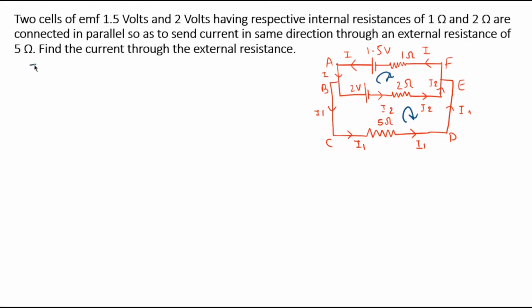So essentially we need to find out the value of I1. Now from KCL we know that I is our I1 plus I2. So I is only I1 plus I2.